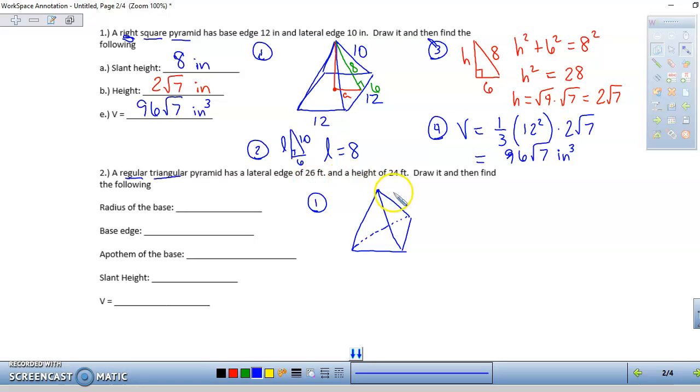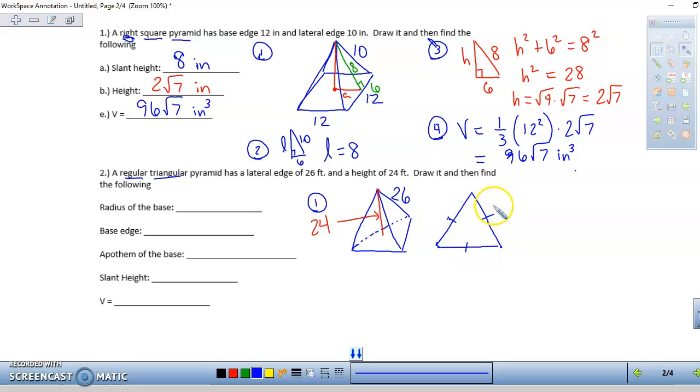And I have a lateral edge of 26. So this is 26. And then I have a height. So the height is going to, again, be in the middle here. So that is 24. Okay, so we've drawn it. Another thing you could get into the habit of doing, which is helpful, is just redrawing the base so that it looks two-dimensional. So maybe I'll do that for this one. It does help a lot. So here's my equilateral triangle. That is the base drawn by itself.